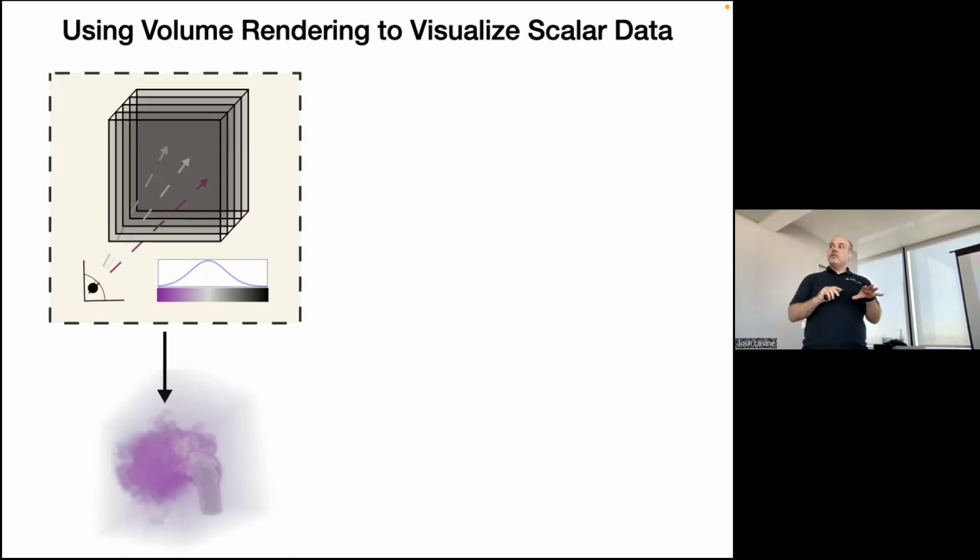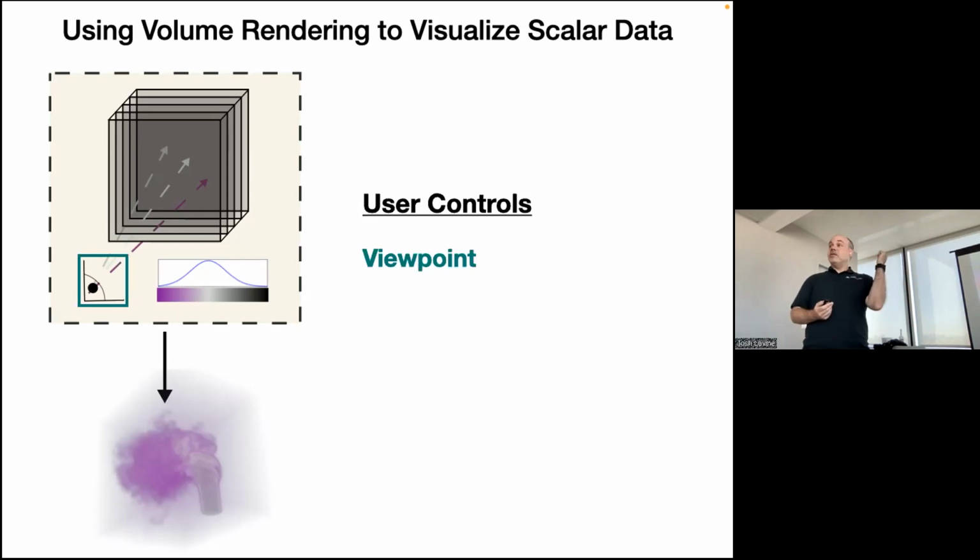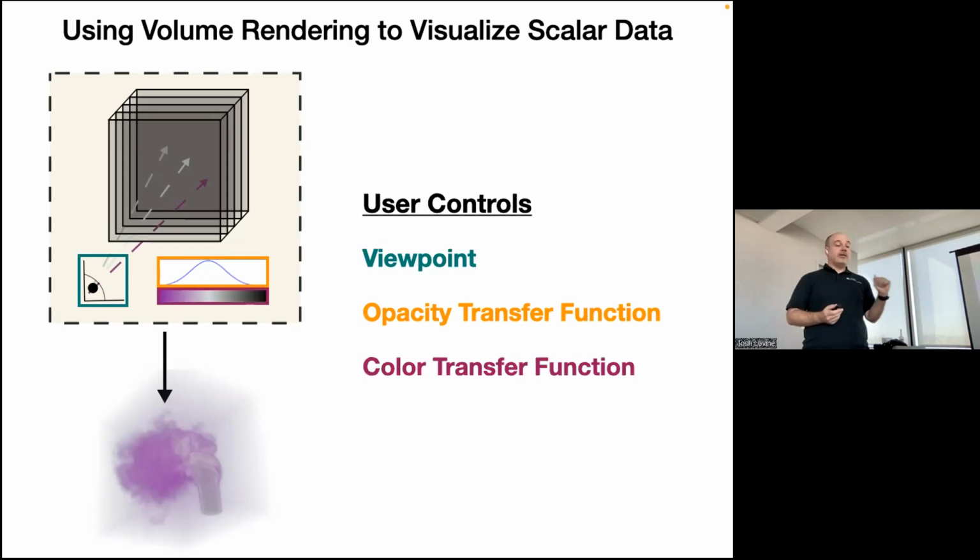What we're really studying in this project is what happens when you think about how the user controls work. And can we use neural networks to help understand the space of possible things you can do? When I say user controls, I mean you can set the viewpoint by rotating the camera around. You can set the opacity transfer function. You can set the color transfer function. Those are all items that the user gets to interact with.